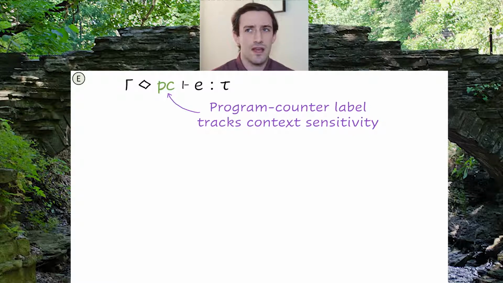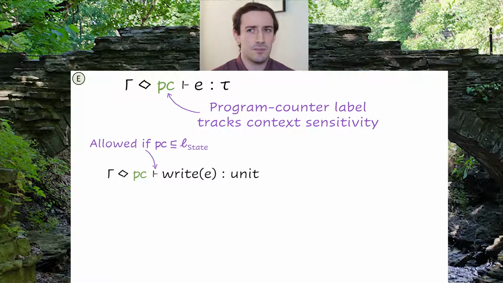Then we don't allow any effects that might leak information based on the sensitivity of the context. For instance, we won't allow you to write to state unless any adversary who can see the state can also see the information that has affected the control flow. Let's say you have to be able to read some label, L state, to see the state. Then, for a write to type check, it would have to be the case that the PC flows to L state.